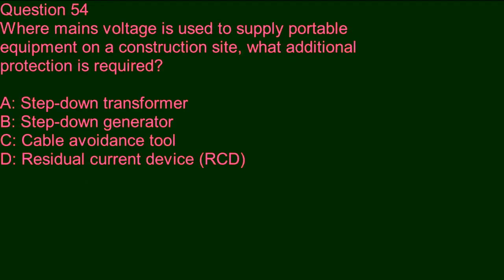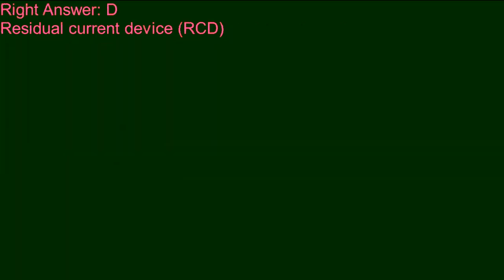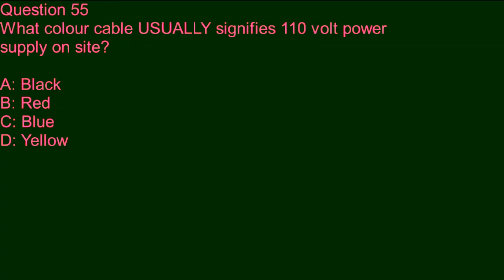Question 54. Where mains voltage is used to supply portable equipment on a construction site, what additional protection is required? A. Step-down transformer. B. Step-down generator. C. Cable avoidance tool. D. Residual current device, RCD. Right answer, D. Residual current device, RCD.